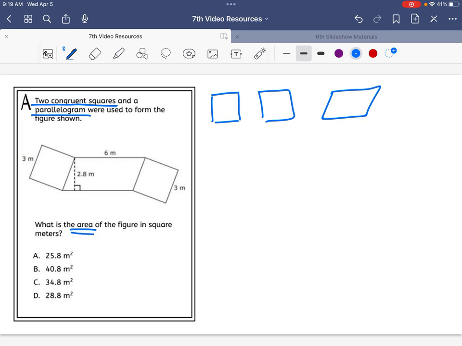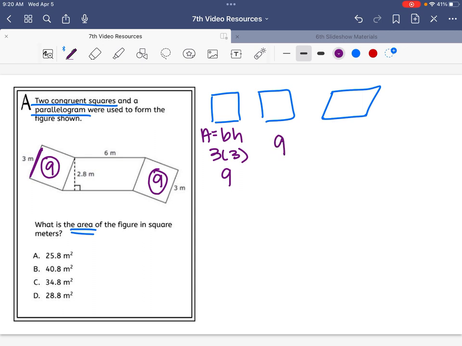So I have two congruent squares, and I see that the side length is 3 right here. When I look at my formula chart, I know that the formula for area of a square is the same as a rectangle. And so area will equal base times height, which in this case is just 3 times 3. So the area of the first square is 9, which means the area of the second square also has to be 9 because they're congruent.